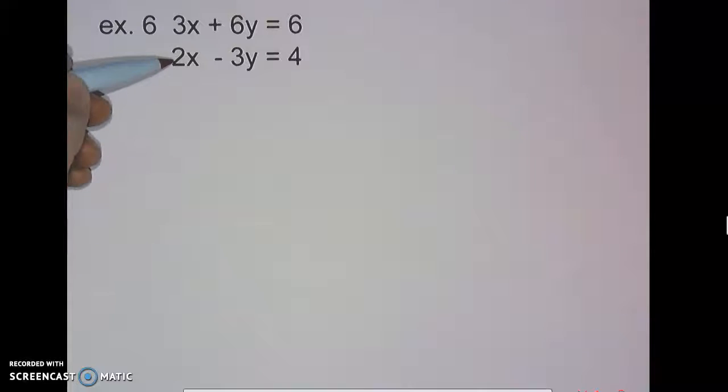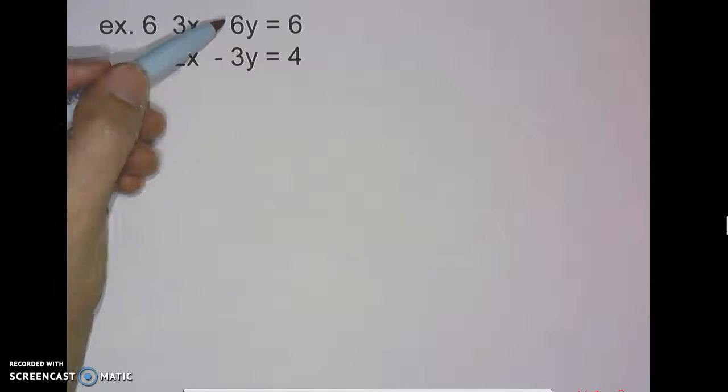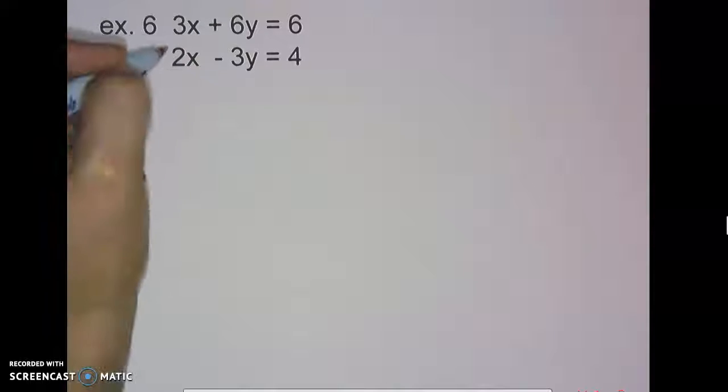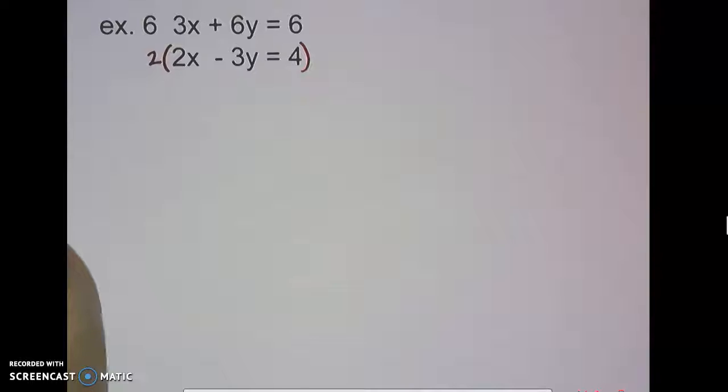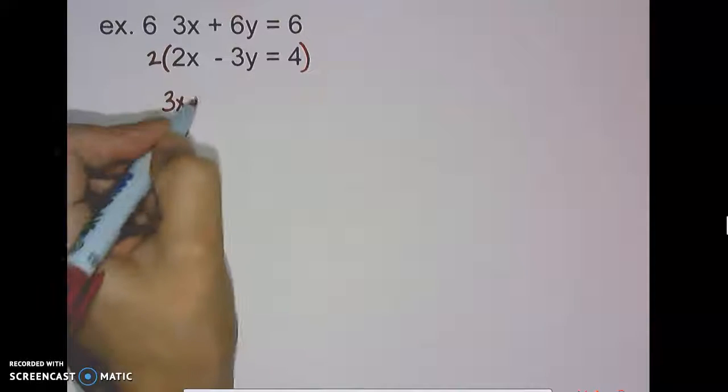So does 2 easily multiply by something to get to 3? Not easily enough. So let's look at the y's before we decide. So we have -3 to get to 6. To get from 3 to 6, that's really easy to multiply this bottom equation by a +2. I'm already going to have one positive and one negative there, so this just needs to be a +2. The first equation stays the same.